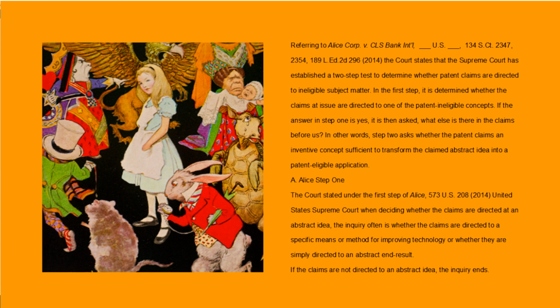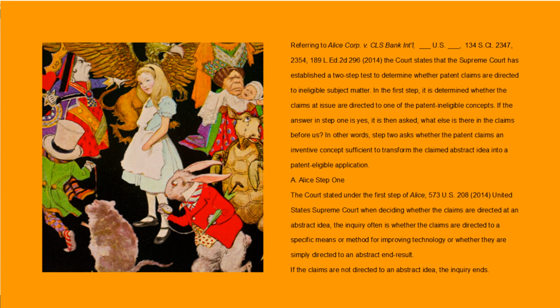Referring to Alice Corp. vs. CLS Bank, the court states that the Supreme Court has established a two-step test to determine whether patent claims are directed to ineligible subject matter. In the first step, it is determined whether the claims at issue are directed to one of the patent ineligible concepts. If the answer in step 1 is yes, it is then asked, what else is there in the claims before us? In other words, step 2 asks whether the patent claims an inventive concept sufficient to transform the claimed abstract idea into a patent eligible application.